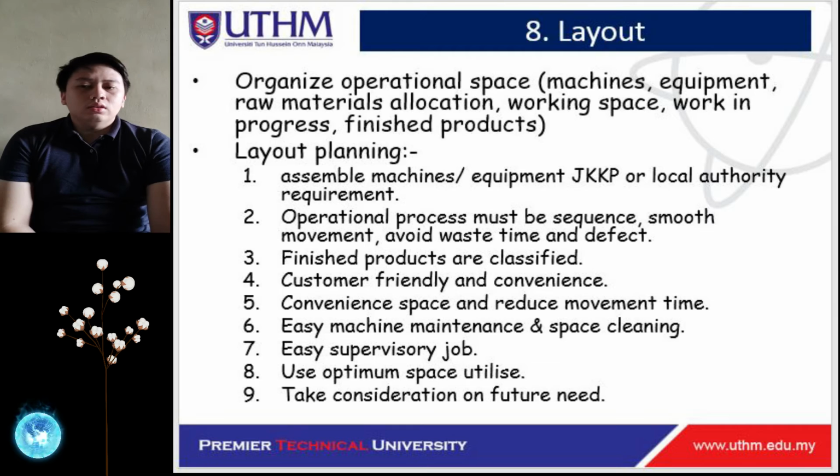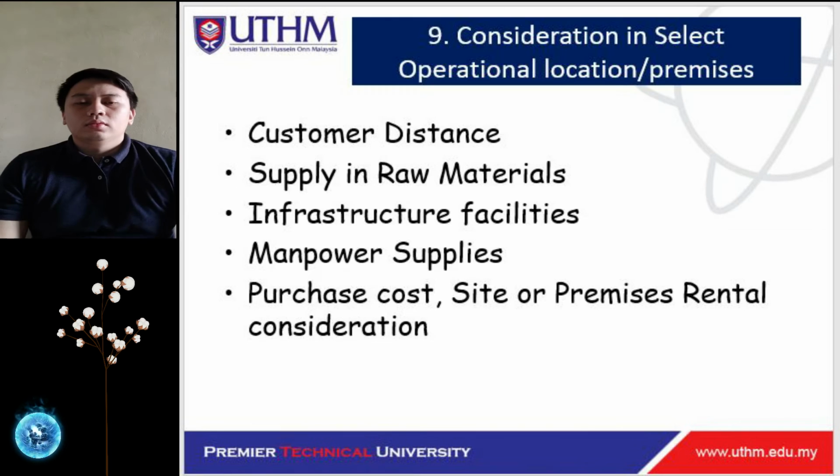Number 3 is finished products are classified. Number 4 is customer friendly and convenient. Number 5 is convenient space and reduced movement time. Number 6 is easy measuring, maintenance and space cleaning. Number 7 is easy supervisory job. Number 8 is use optimal space utilization. Number 9 is take consideration of future needs.